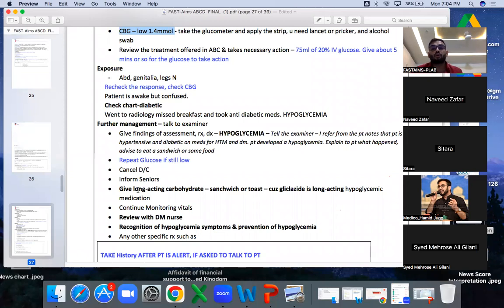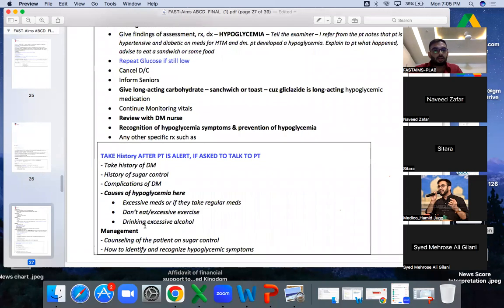After taking your history, you tell the patient about the meal, that you can eat long acting carbohydrates like a sandwich and all that, and you need to take the history of any change in his medication. Then you will tell the patient, because he's in the emergency, that you need to review with your diabetic nurse, and you need to talk about the recognition of symptoms and prevention of hypoglycemia. This we are going to learn in medicine, because this station is half medicine, half emergency. Because you have nothing to do in B and C, in disability you are going to act quickly, and you are going to take a focused history over here. Okay. Those are the only clues I want to tell you regarding this scenario.